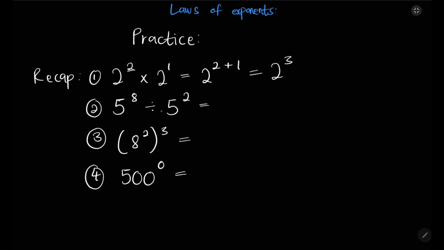If you have 5 to the power 8 divided by 5 to the power 2, what you should do is you keep your base. Now let's move to the exponents. You have 8 minus 2 because it's division. So this is 8 minus 2, so your answer is 5 to the power 6.